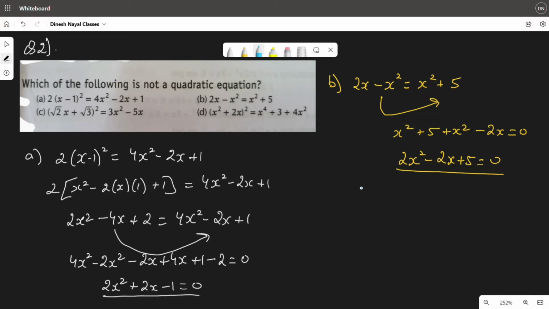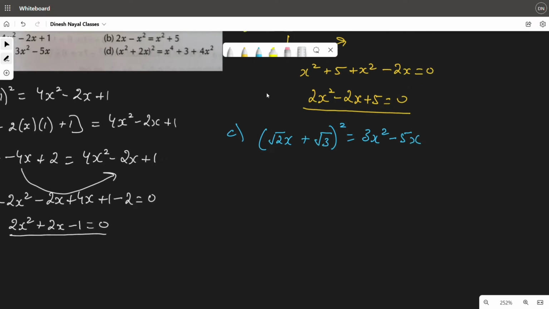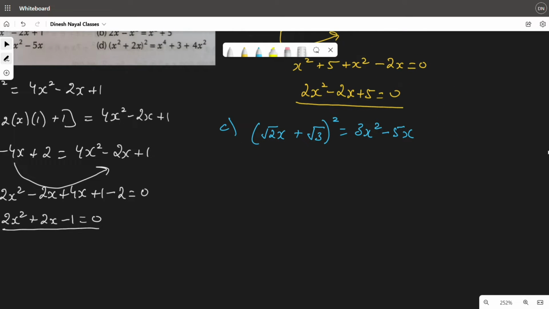So now let's move on to the C part. Now the C part is root 2x plus root 3 whole square equals 3x square minus 5x. Now first of all, we are going to expand the left hand side. Just a second. Yeah, to expand the left hand side, see, this will be root 2x whole square.